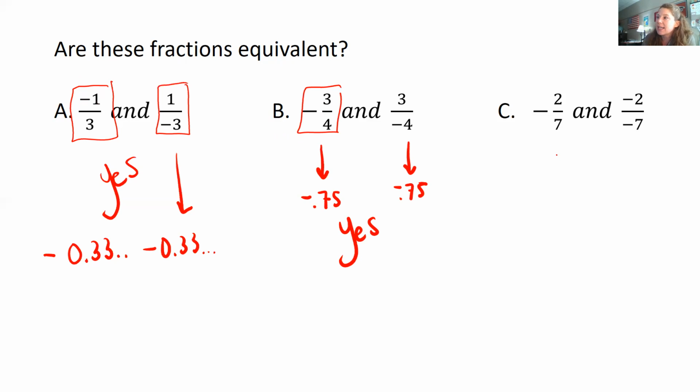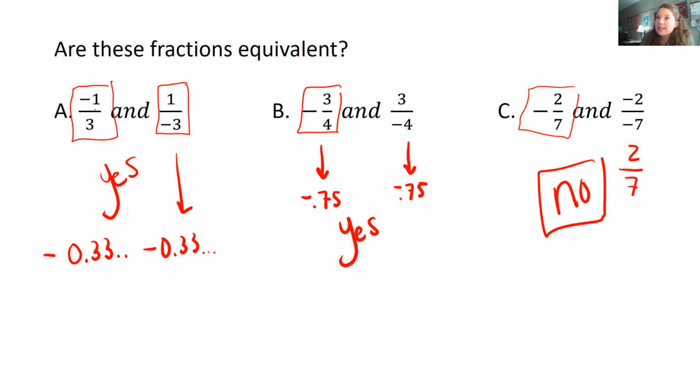However, look at letter C. Our first number is a negative fraction, but then look at the second one. A fraction is the same as a division problem. So basically that's saying -2 divided by -7. So a negative divided by a negative is a positive. So even though the first one's equal to -2/7, the second one is actually equal to +2/7. So are these equal? No, they are not.